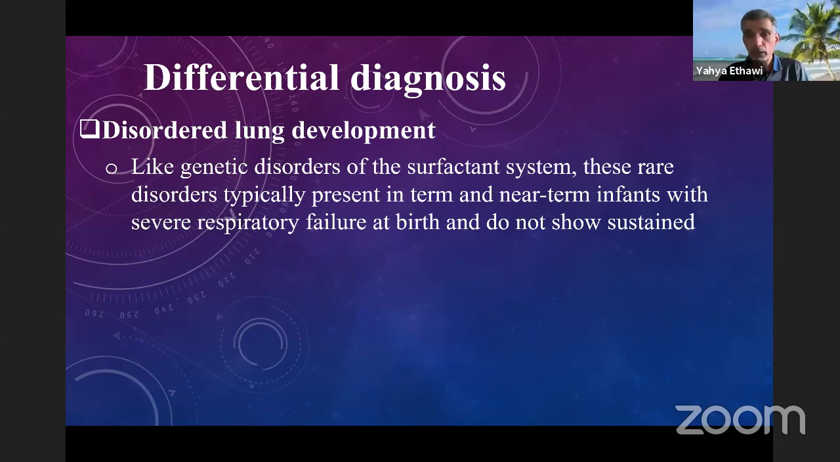Disordered lung development. These are a group of disorders that cause lung hypoplasia and abnormal lung structure. If the child is a preterm and has this problem, they're very unlucky, but usually this disease occurs in term and near-term infants.